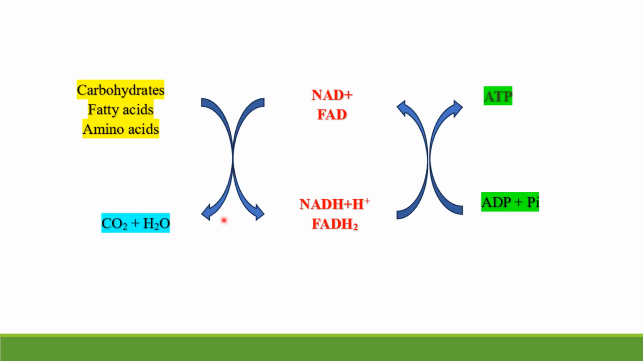So this is the summary of the process. All the macromolecules, carbohydrates, fatty acids and amino acids, are oxidized to carbon dioxide and water. During this process, NAD plus and FAD are reduced to NADH and H plus and FADH2 respectively. Again, these enter the oxidative phosphorylation, giving rise to ATP. ATP synthesis is taking place, and during this process these are regenerated. ATP synthesis takes place by phosphorylation of ADP.